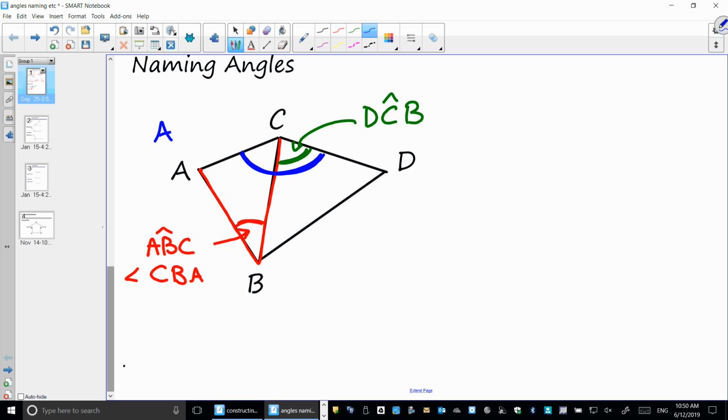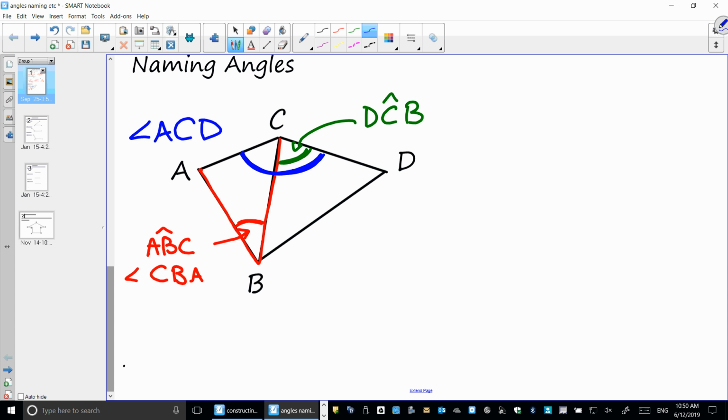Now, how many letters do I have here? Why are you telling me 4? You don't have to use all of them. Which 3 letters do I want? A, C, D. Good. These are just 2 different ways of writing it, because the symbol is a bit like an L.